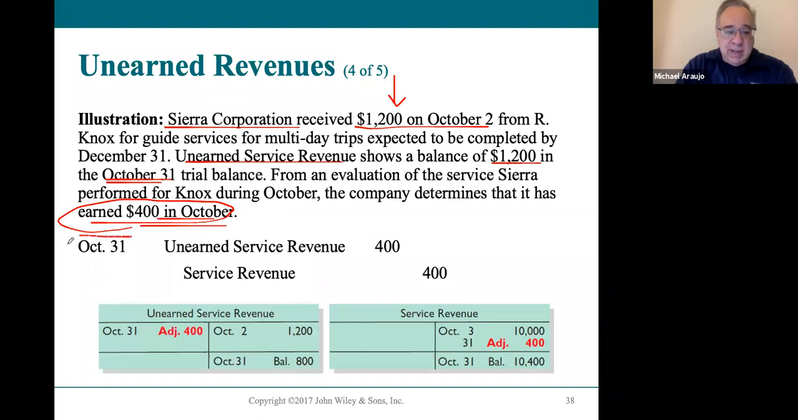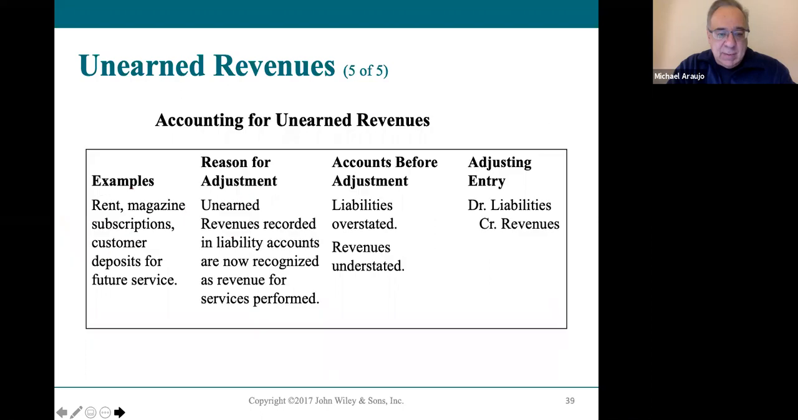in October. So the adjusting entry is a debit to unearned service revenue, which lowers the liability, and a credit to service revenue, which increases revenue. Once it's posted into the ledger, the unearned service revenue account, which is a liability, will be lowered to $800. It's only lowered because the adjusting entry came in. You finally recognize you did work. And that adjustment is going to increase your revenue for that period, because now that $400 counts as revenue for October. So look, your revenue went up, and that would be an important reflection on your income statement.